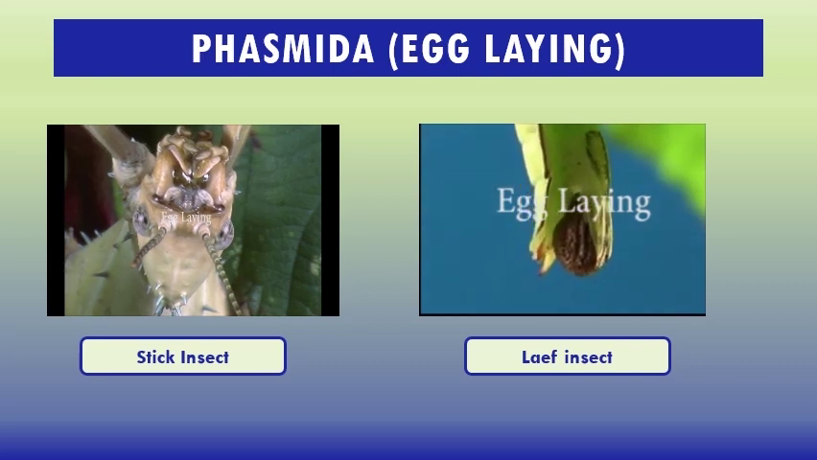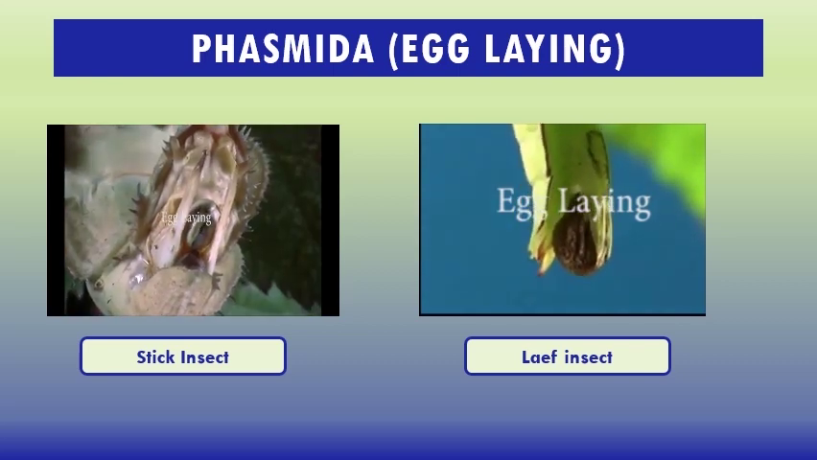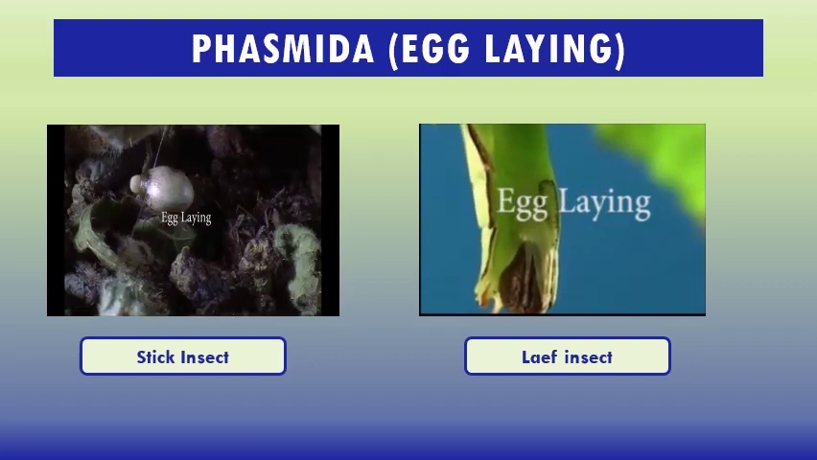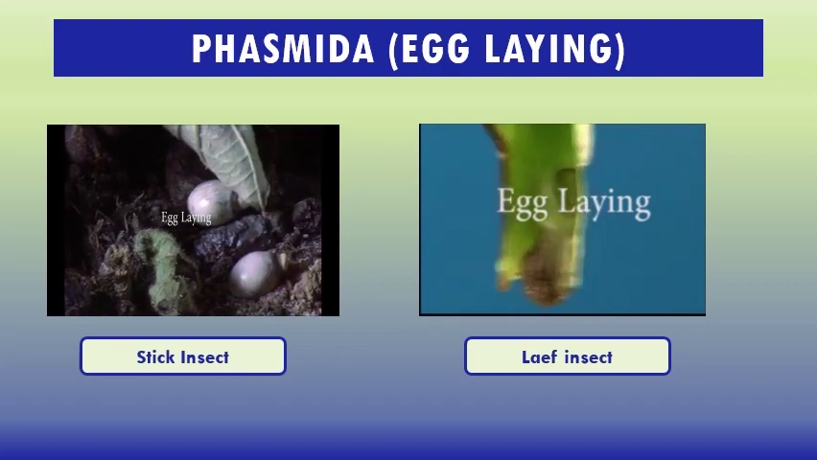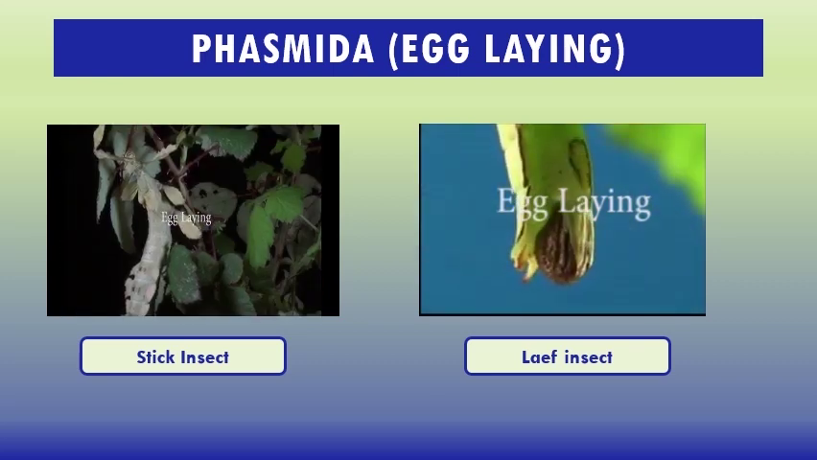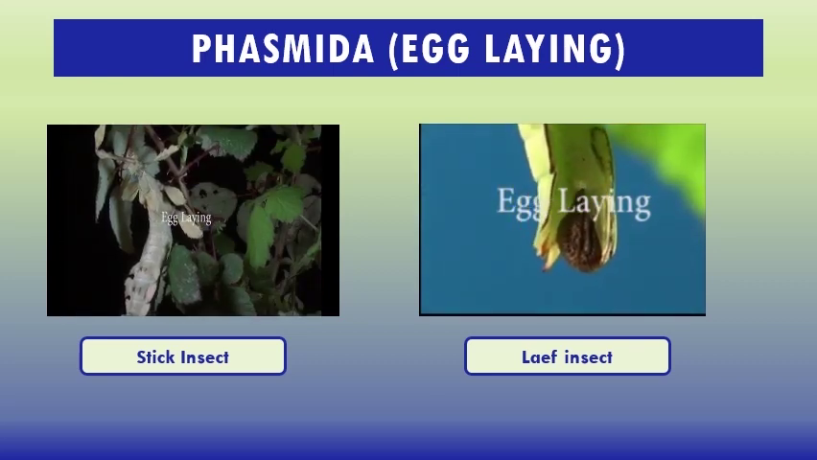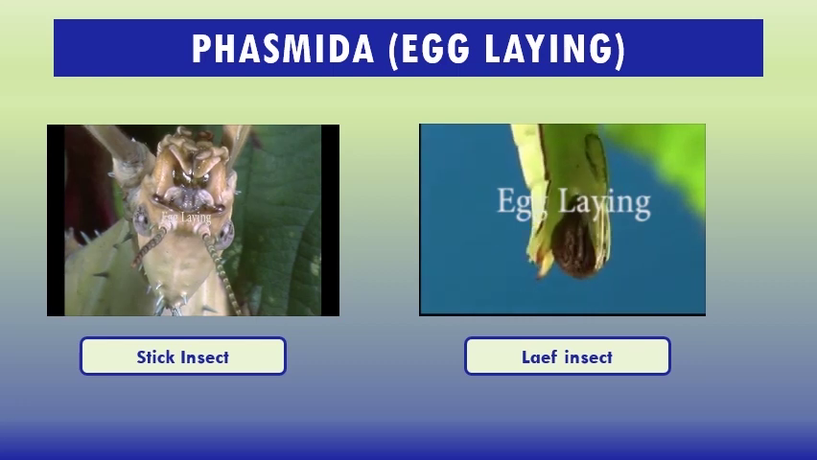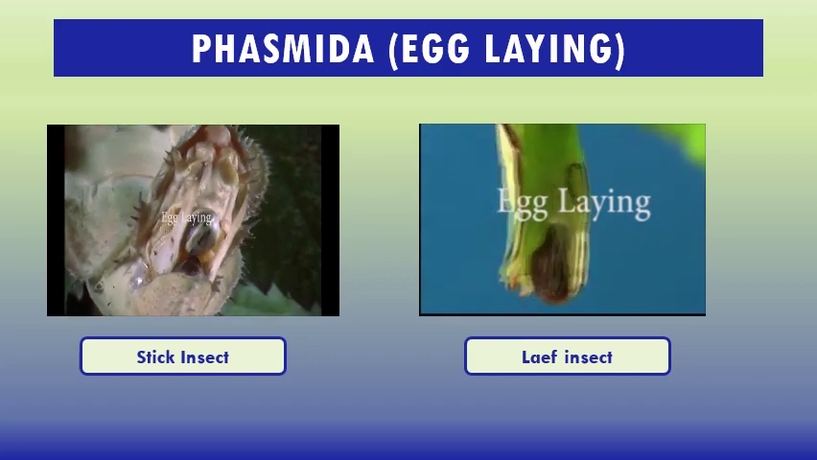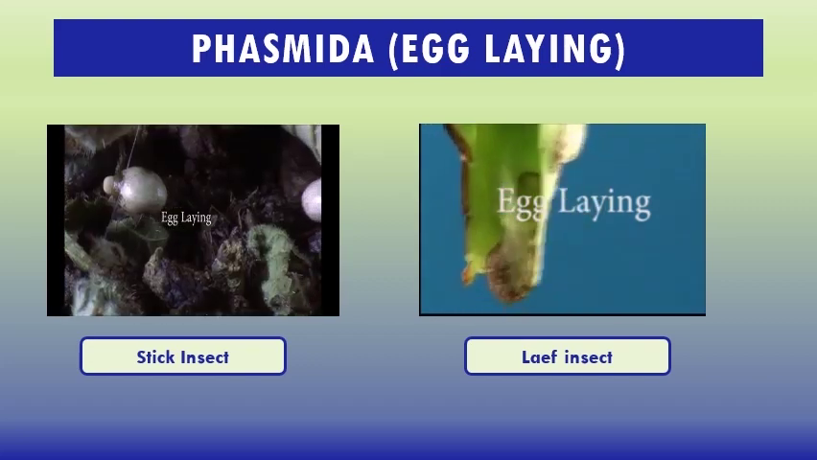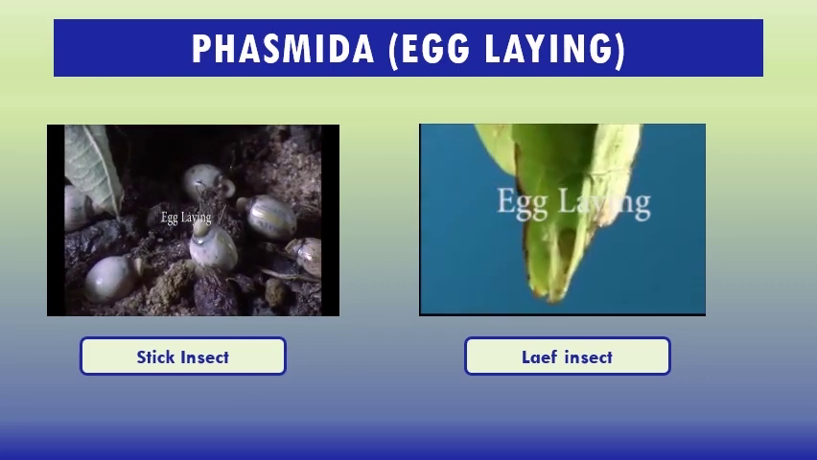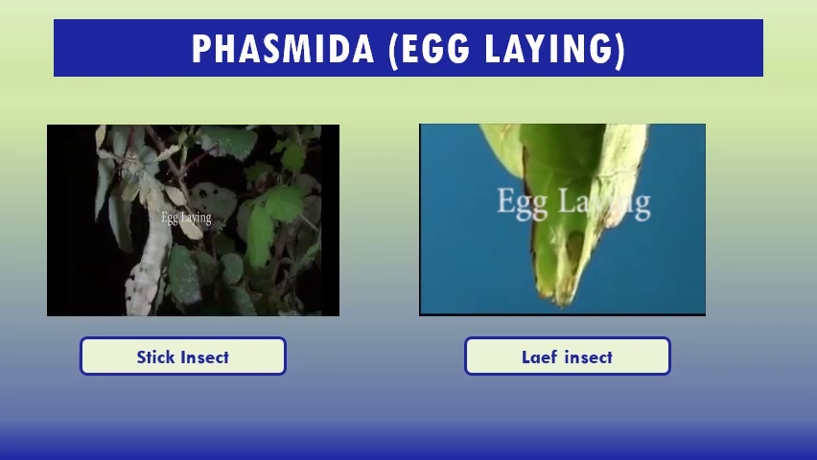Now Phasmida, egg laying. You can see both stick insects and leaf insects. A single female lays from 100 to 1200 eggs after mating, depending on the species. Many species of phasmids are parthenogenetic, meaning the females lay eggs without needing to mate with males to produce offspring. Eggs from virgin mothers are entirely female and hatch into nymphs that are exact copies of their mothers.